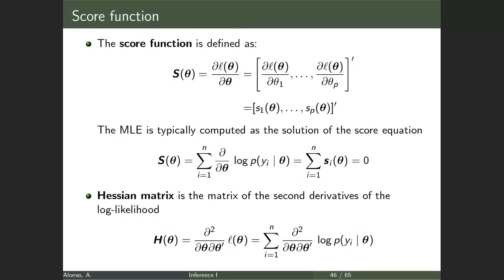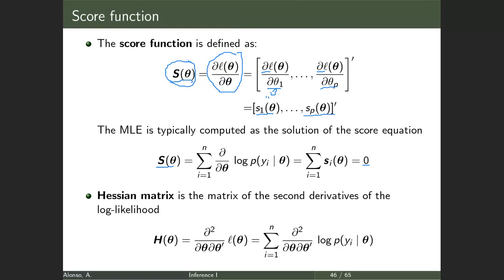Okay, so let's calculate the score function. It's the derivative of the log likelihood with respect to theta. Now, theta is a vector, so the score function is going to be a vector itself. You need to calculate the derivative of the log likelihood with respect to theta 1, the first component of theta, with respect to theta 2, the second component of theta, up to the derivative with respect to theta p. So the score function is a vector with p components. Here you have the first component of the score function, the second component, etc. And you need to solve the score equation. The only thing you need to do is equal the score equations to zero. The zero is a vector now as well. So you need to equal each component to zero.